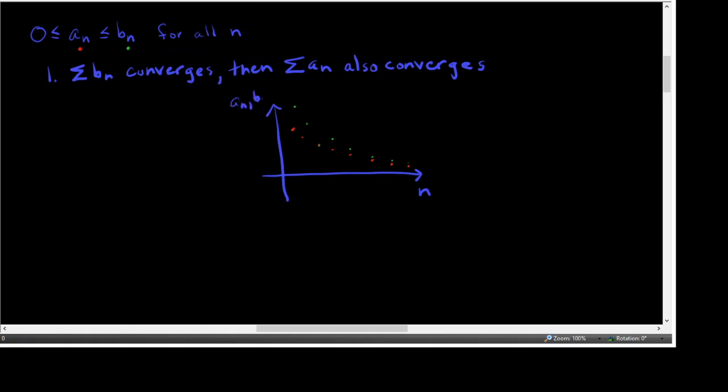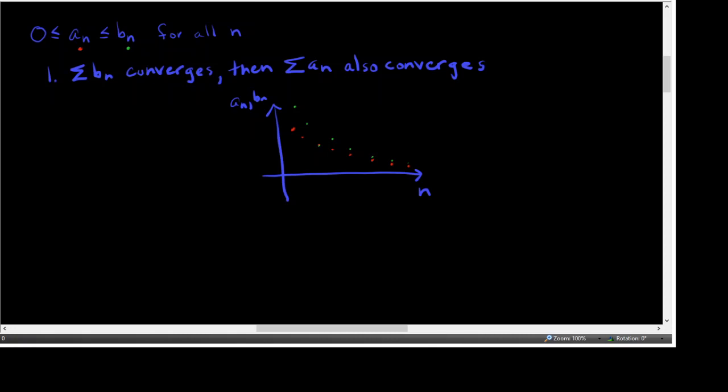So, visually, if the greater values that you're adding together converge and they're all positive or at least not negative, if you were to add up all the red answers, they're definitely smaller values. If the green one converges, then the red one would have to converge as well. So that's the first statement.